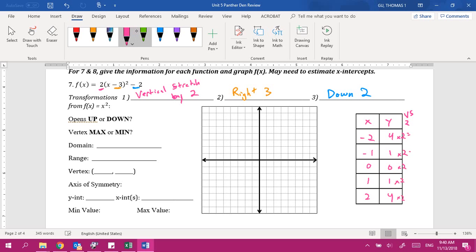So what would my new y values be after I apply the vertical stretch by 2? 8, 2, 0, 2, 8. That's right. So far that's where we're at. We took care of the first transformation. The next transformation is to the right 3. What would happen to the values in my table if I'm moving to the right 3?